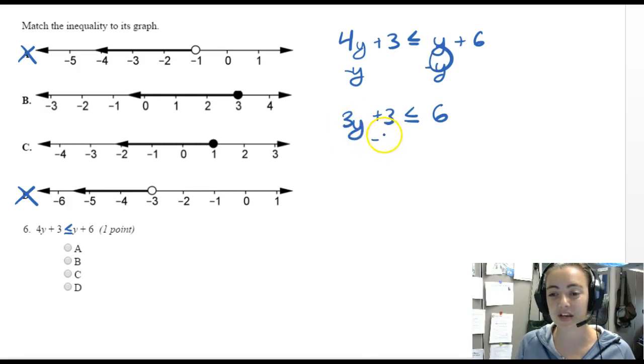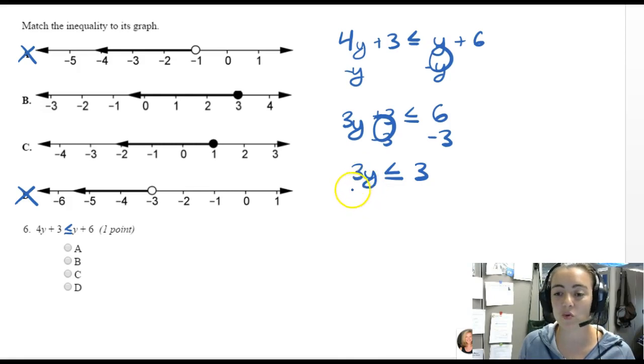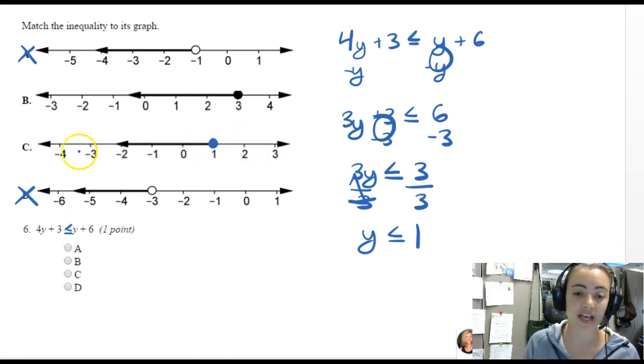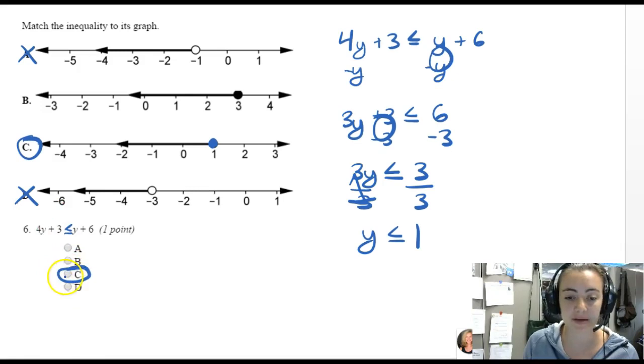To isolate the variable, the inverse of adding 3 is subtracting 3. So 3y plus 3 minus 3, 0. So we have 3y is less than or equal to 6 minus 3, which is 3. 3 times y, the inverse would be dividing by 3. 3 divided by 3 is 1, so we have y is less than or equal to 1. Well, which graph matches that? Well, here's the inequality filled in the circle at 1. So we're going less than, so our answer would be C.